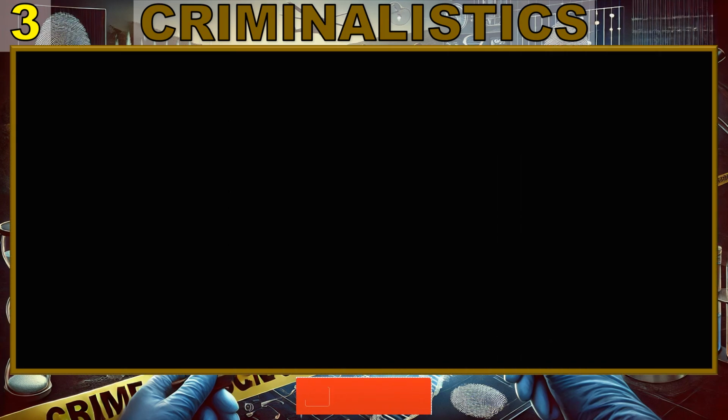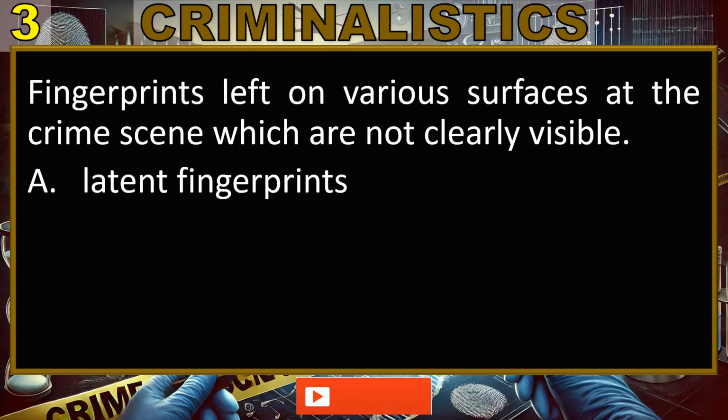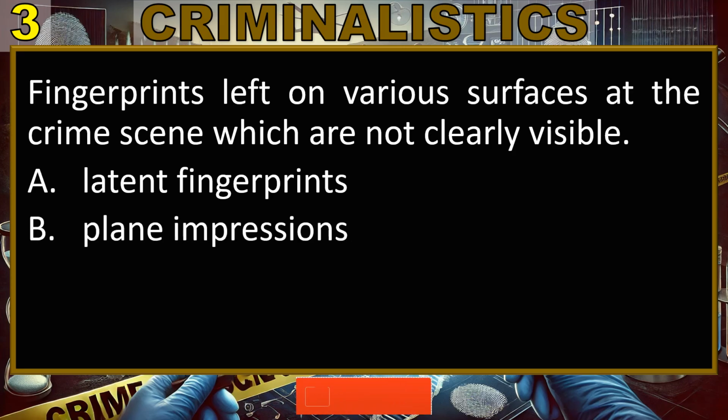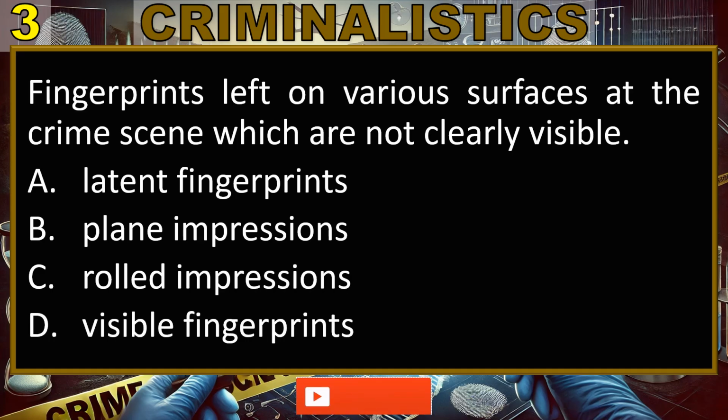Fingerprints left on various surfaces at the crime scene which are not clearly visible. Letter A. Latent fingerprints. Letter B. Plain impressions. Letter C. Rolled impressions. Letter D. Visible fingerprints. In the next 5 seconds, select the best response from the available options.